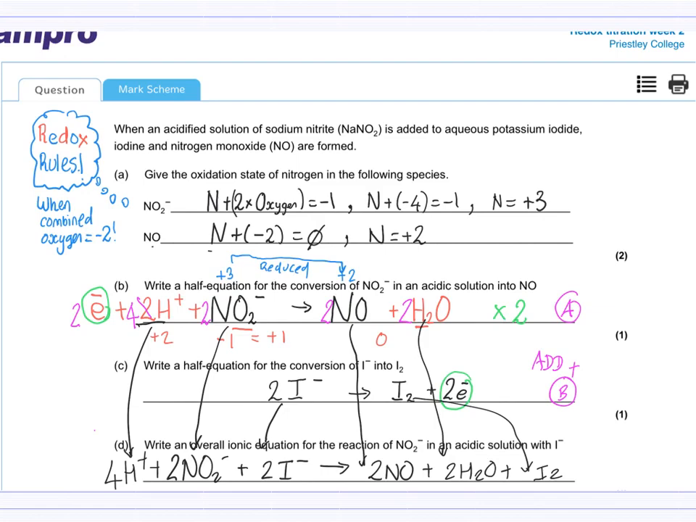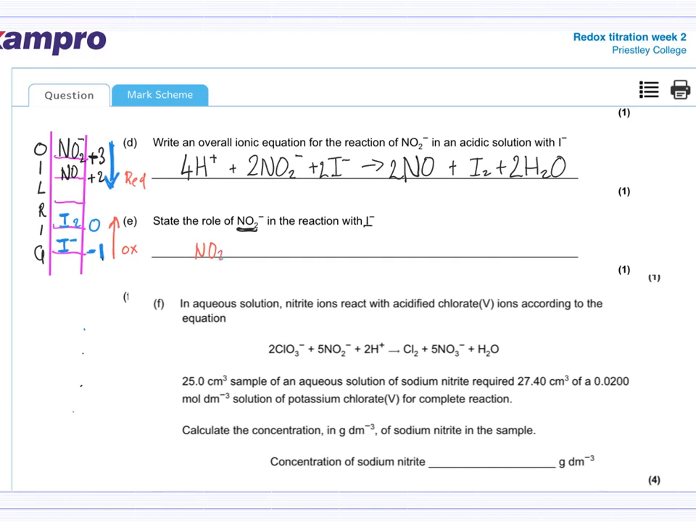If you so wish, you can check the charges. The overall charge on that side is 0, the overall charge on that side is 0, so the equation is now balanced. In this next question, you're asked to find the role of the nitrite ion.